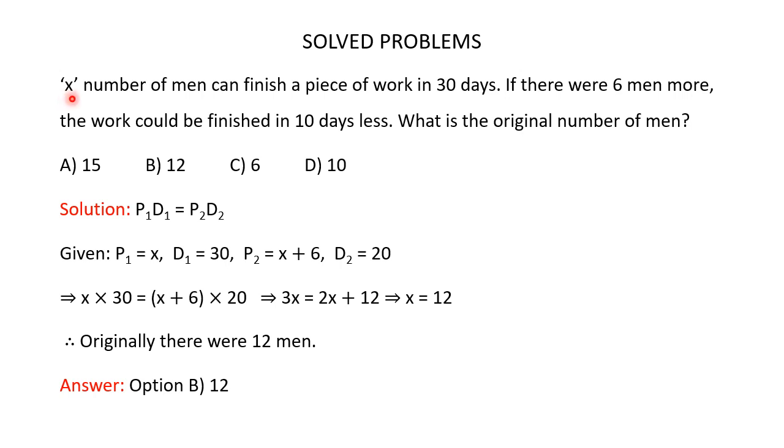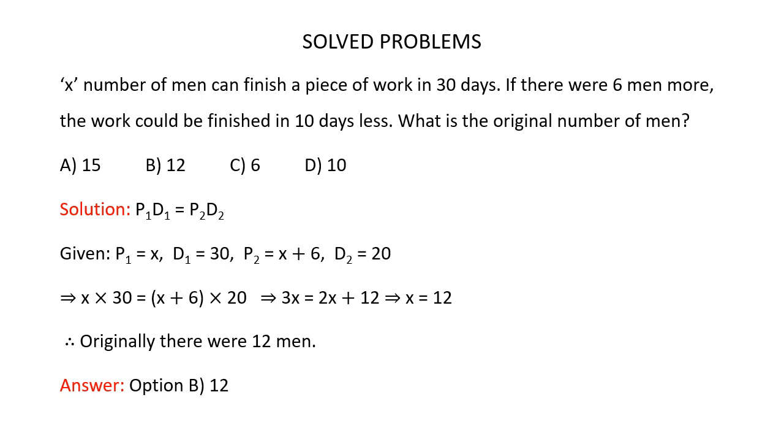X number of men can finish a piece of work in 30 days. If there were 6 men more, the work could be finished in 10 days less. What is the original number of men? You are given 4 options here and you have to find out which of these options is the correct one.